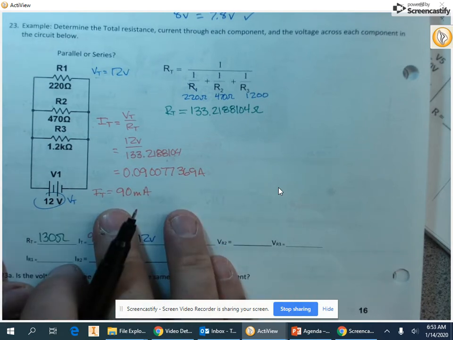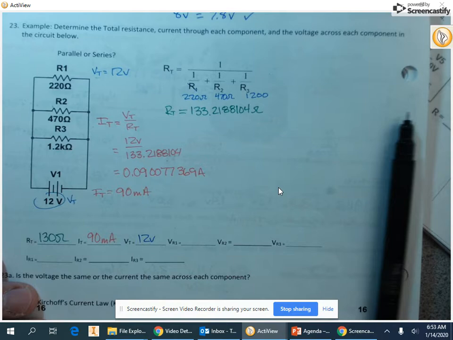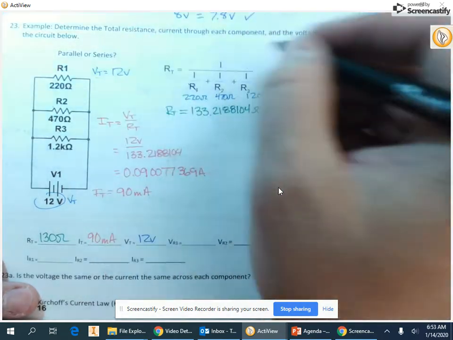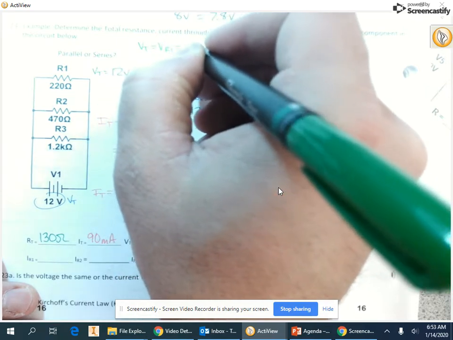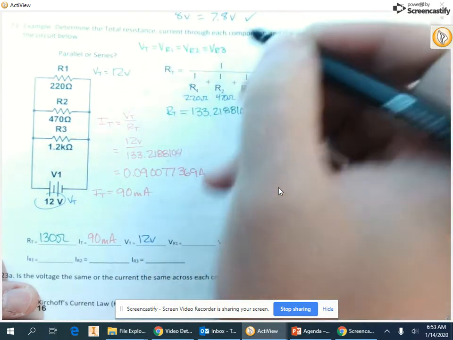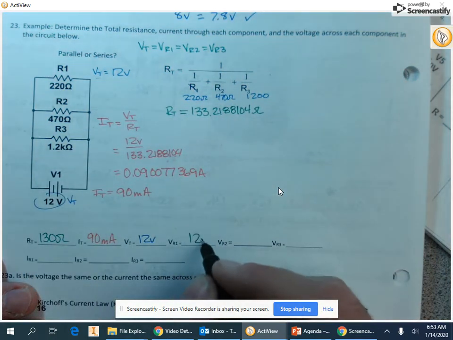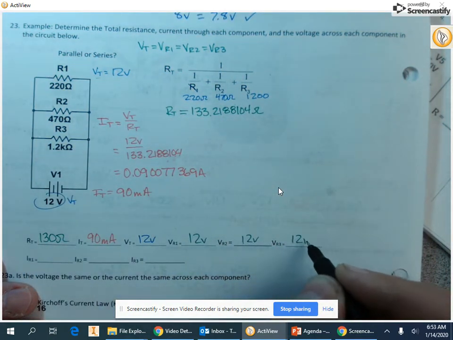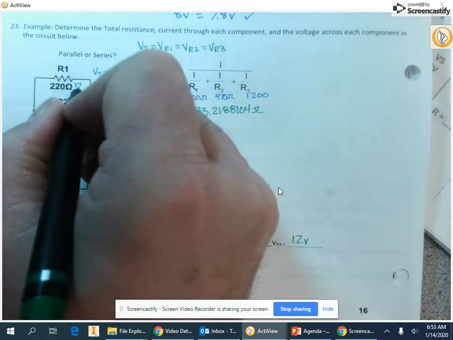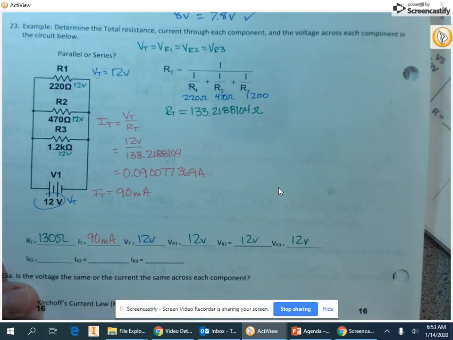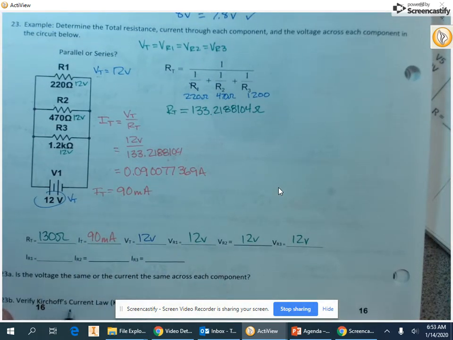And in a parallel circuit, the voltages are what stay the same. So you need to recall voltage total equals VR1 equals VR2 equals VR3. So that 12 volts I know is 12 volts here, 12 volts here, and 12 volts here. Everybody gets the same voltage, right? That means not everybody gets the same current. In fact, Kirchhoff's current law says that the sum of the currents equals the total current. So I know that IR1 plus IR2 plus IR3 should equal 90 milliamps.